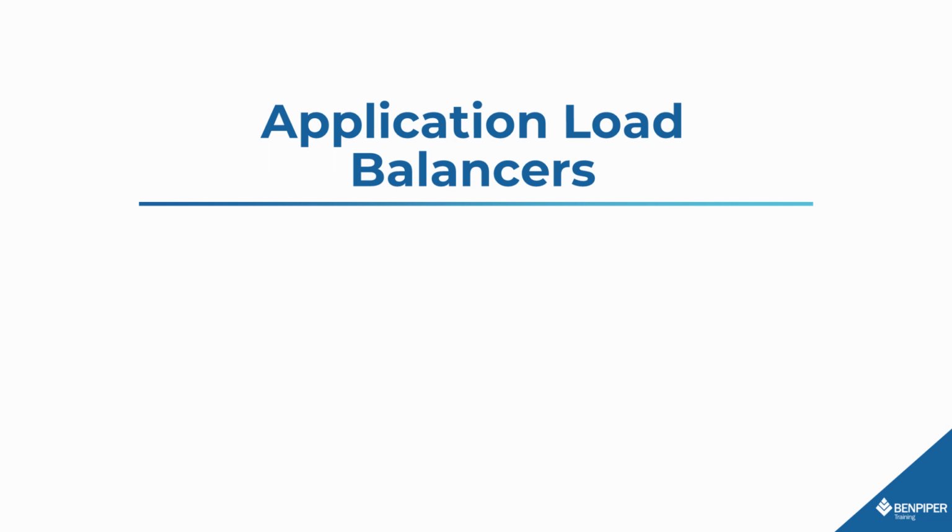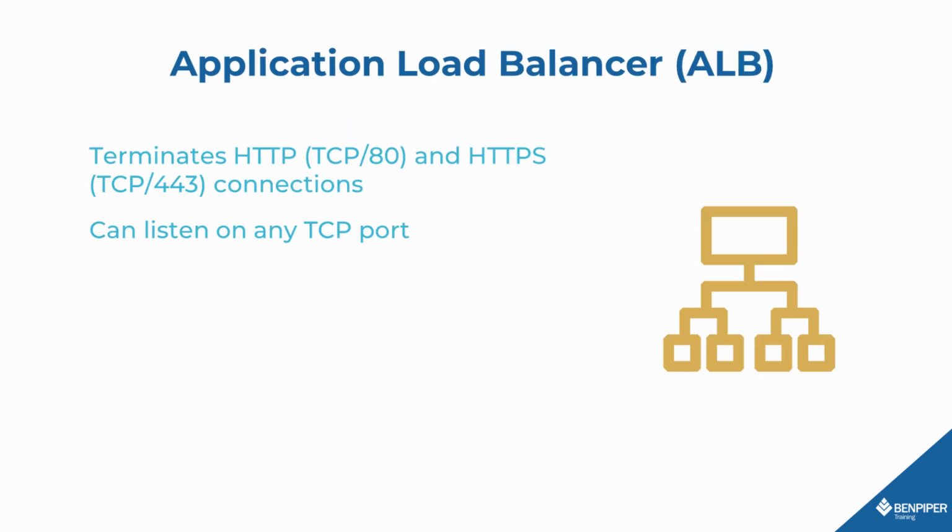Our application is going to use two application load balancers. If you're not familiar with application load balancers, or if you're maybe just a little rusty, let me give you a brief overview. Application load balancers, or ALBs, can load balance HTTP and secure HTTPS traffic, which use TCP ports 80 and 443 respectively by default. But it's possible to override the defaults and use any TCP port you want.